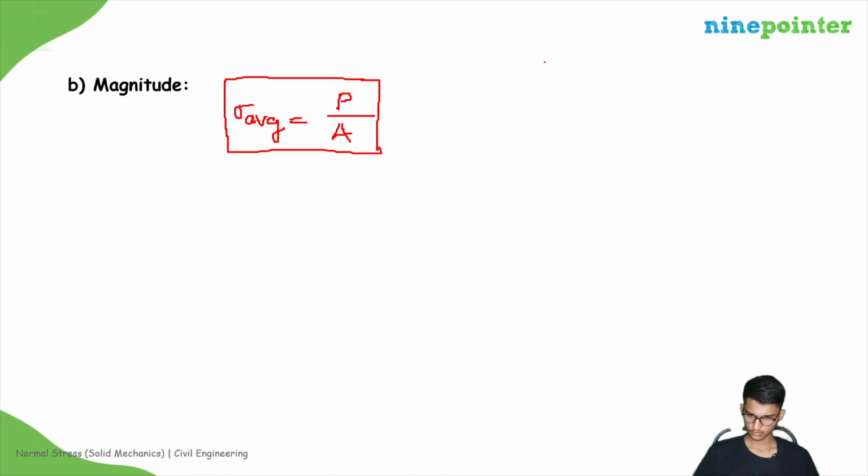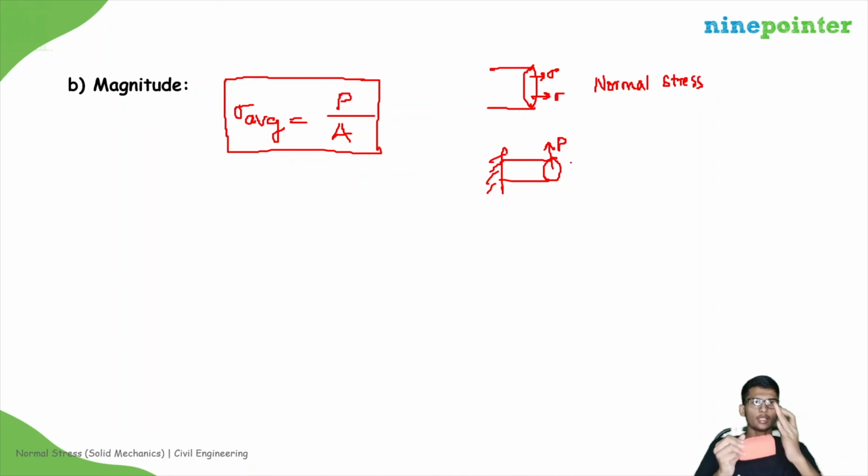Let me say one thing first. If the load is resisted perpendicular to the cross section, then it will create a normal stress. This is normal stress. There is one more stress, that is shear stress. If you apply load parallel to the cross section, then particles will try to resist in this direction, and it will create shear stress.